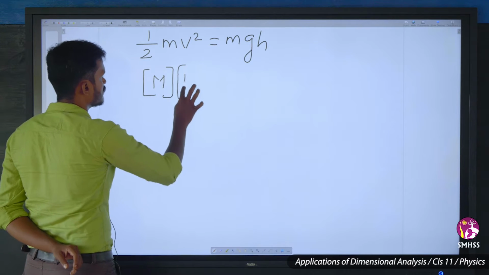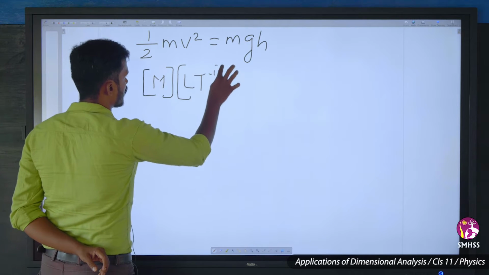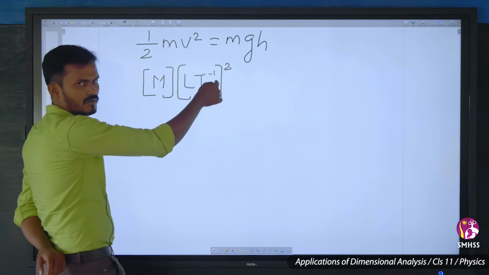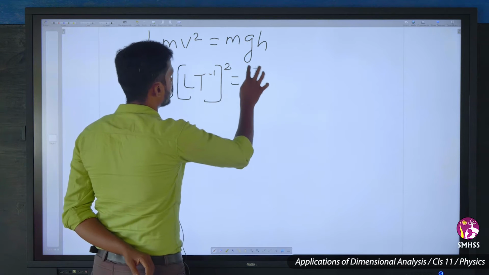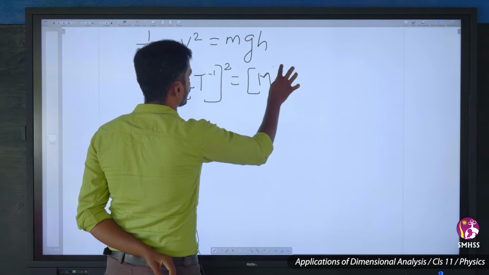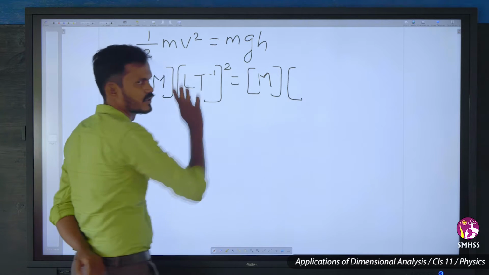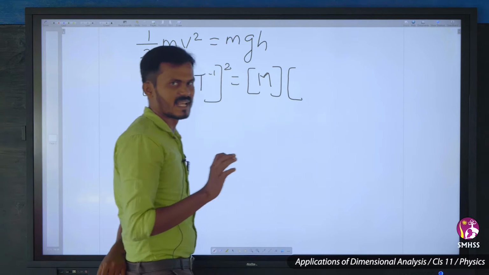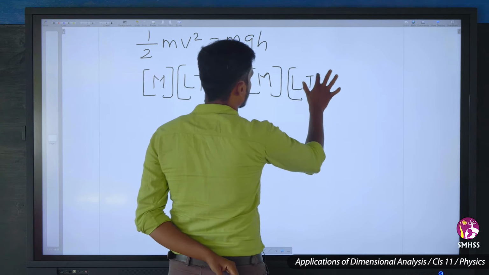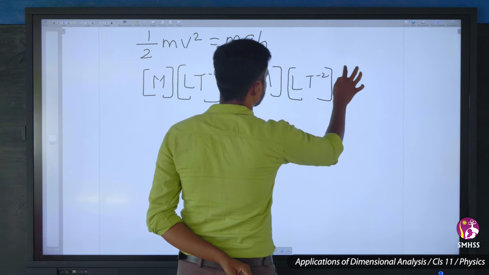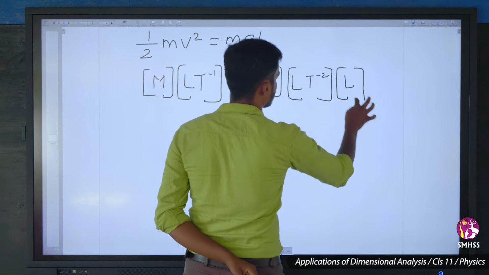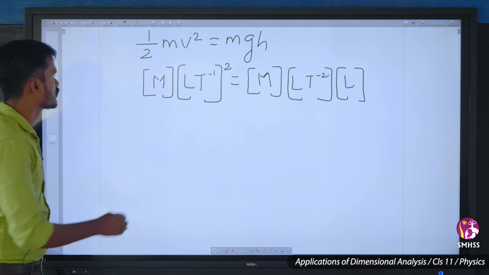For velocity it is LT^-1, whole square. Again, for mass M. This is acceleration due to gravity g, so again it is an acceleration, LT^-2. Height is nothing but length L. Now solve it.